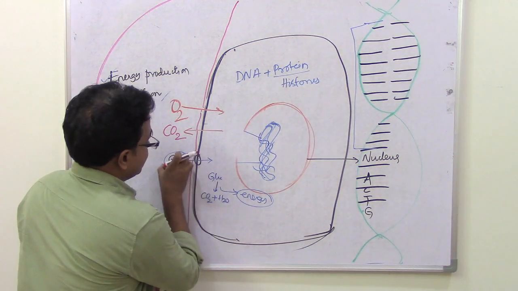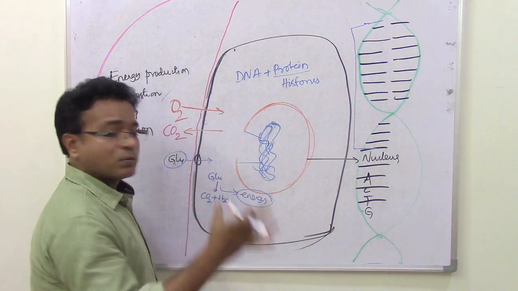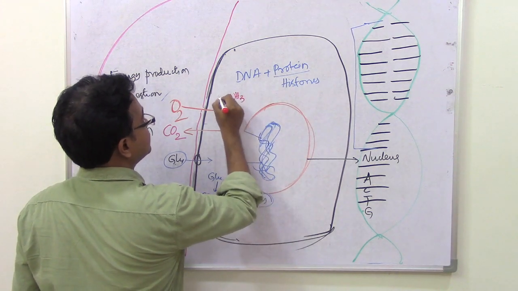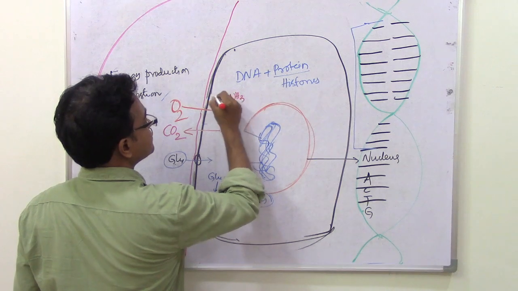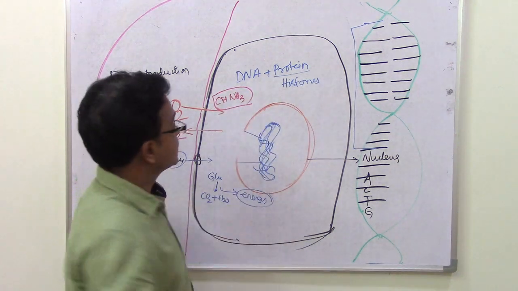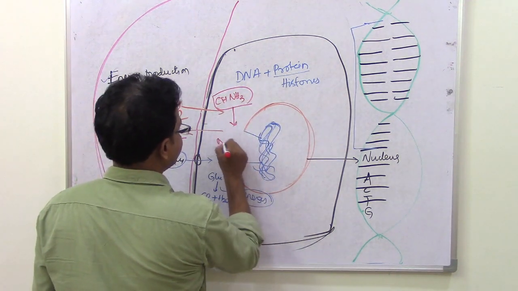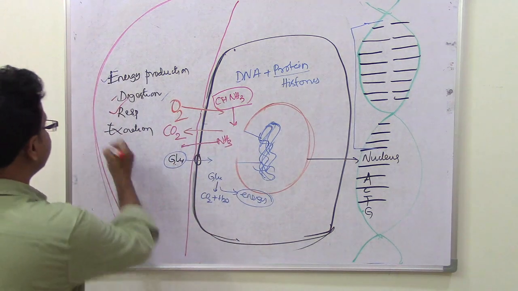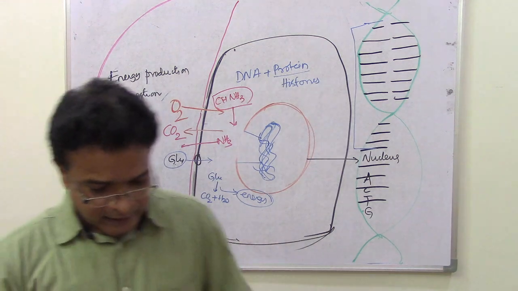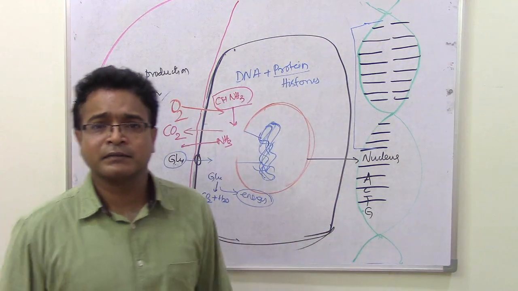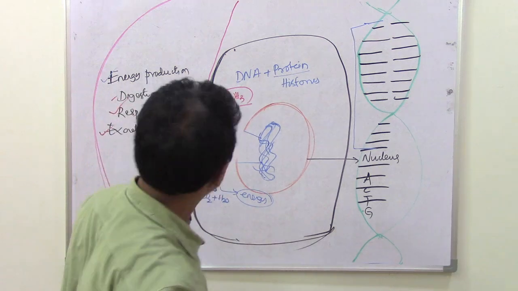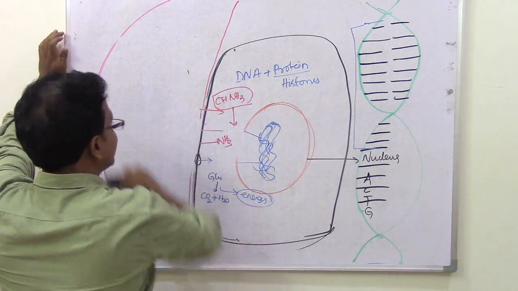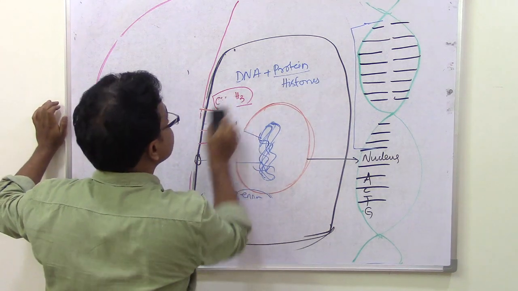Whenever the nutrients are broken down, say for example, you are taking an ammonia-rich protein, amino acid, you break it down and you get ammonia. This ammonia is going out. That is again excretion. So a single cell is doing so many things, right? So it is performing all these things with the help of proteins.